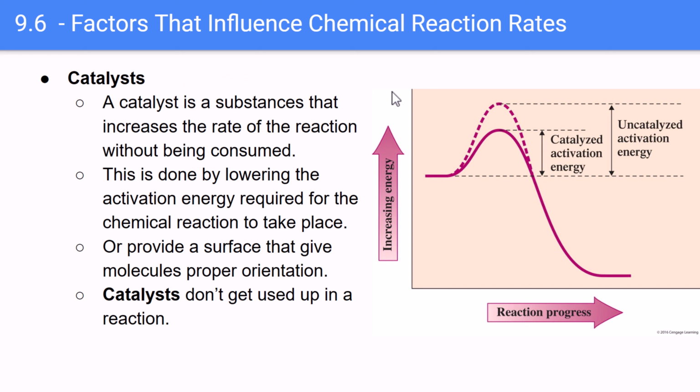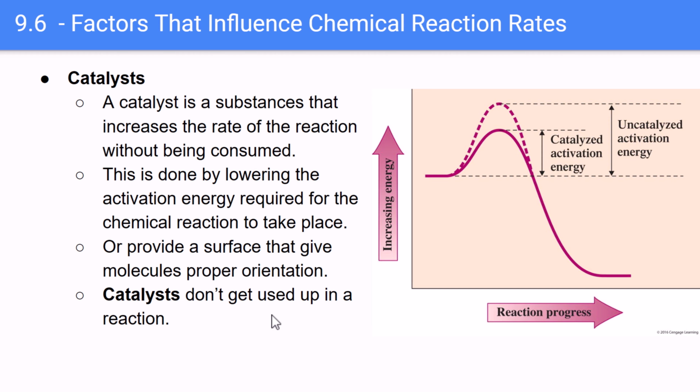Last one is a catalyst. A catalyst is a substance that increases the rate of a chemical reaction without being consumed. This is done not by adding energy, but by lowering the activation energy in the chart here for a chemical reaction to take place. Catalysts don't get used up in a reaction, which is why they're very efficient molecules, because they continue to get reused over and over again.